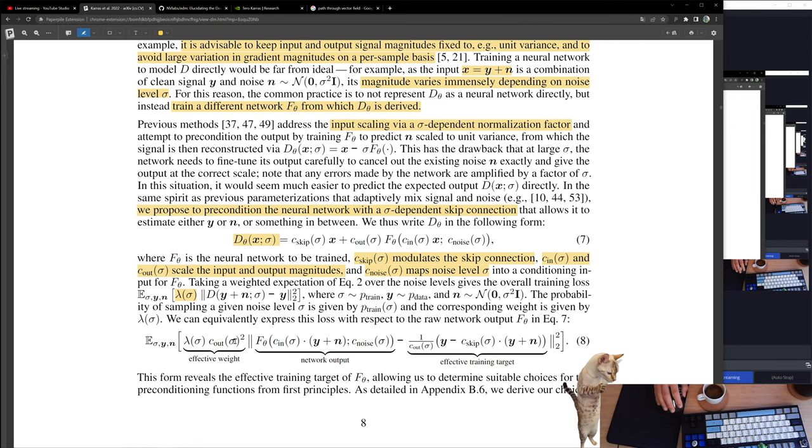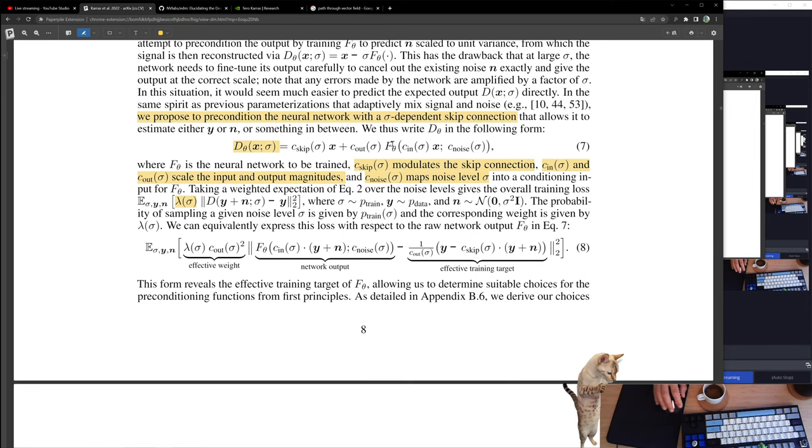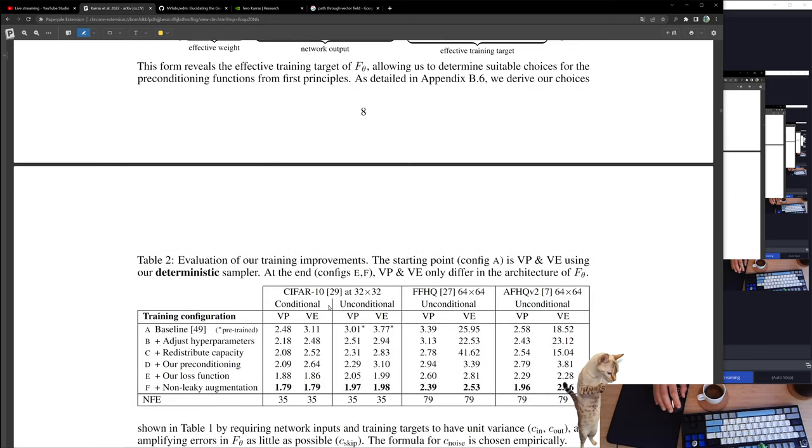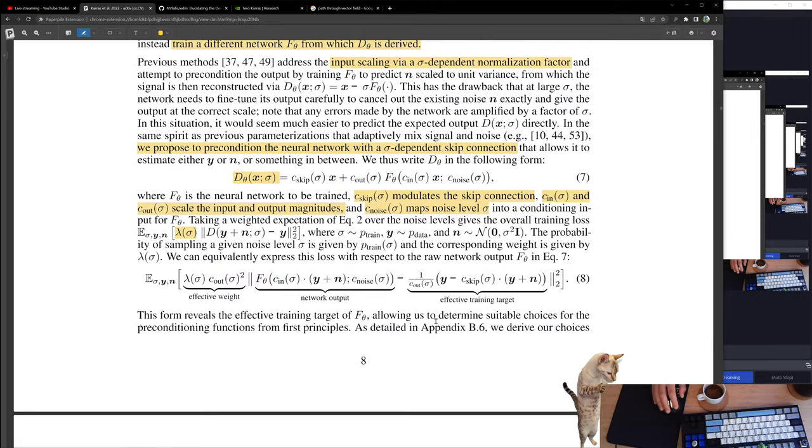You can pick what you want for C out, what you want for C in, what you want for C noise. And as with everything else here, I'm going to guess that they're going to pick specific versions of those and show that their choices are better. Determine suitable choices for the preconditioning functions from first principles.